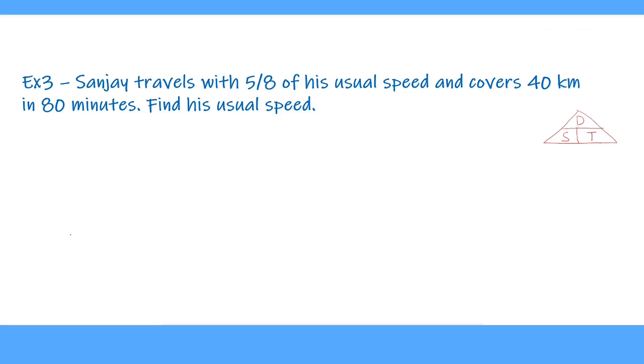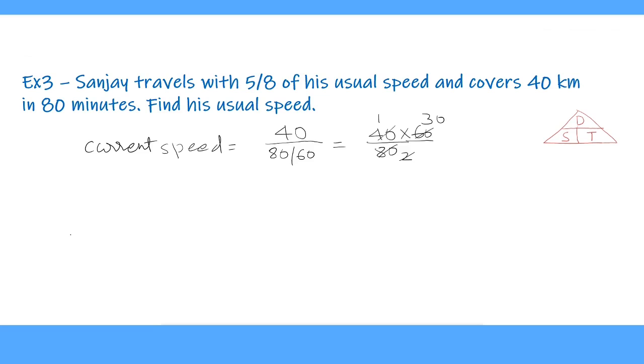Now we solve it like this. His current speed is, the distance traveled is 40 km, and speed is distance upon time. So the time is 80 minutes, so we convert it into hours. So 80 divided by 60. This is equal to 40 upon 80 multiplied by 60. 40 divides 80 two times and 2 divides 60 thirty times. So this is equal to 30 km per hour.